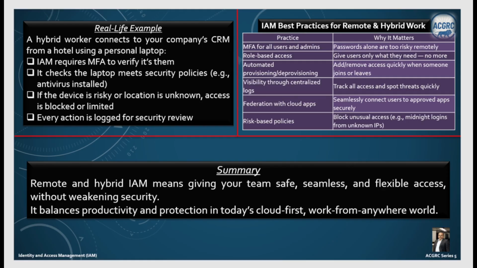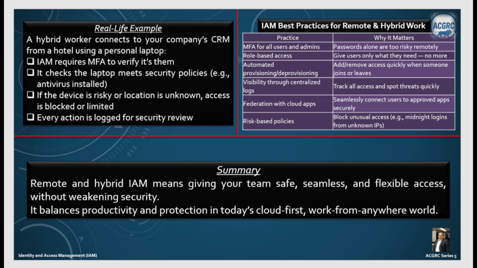Let's look at a real life example. A hybrid worker connects to your company's CRM from a hotel using a personal laptop. IAM requires MFA to verify it's them. It checks if the laptop meets the security policy. It checks if the device is risky or the location is unknown. In that case, it blocks or limits the access, and every action is logged for security review.